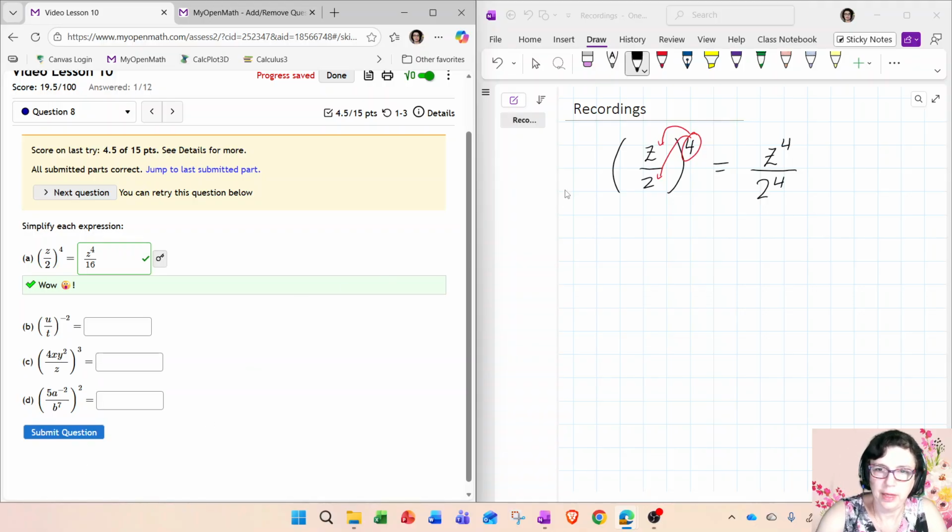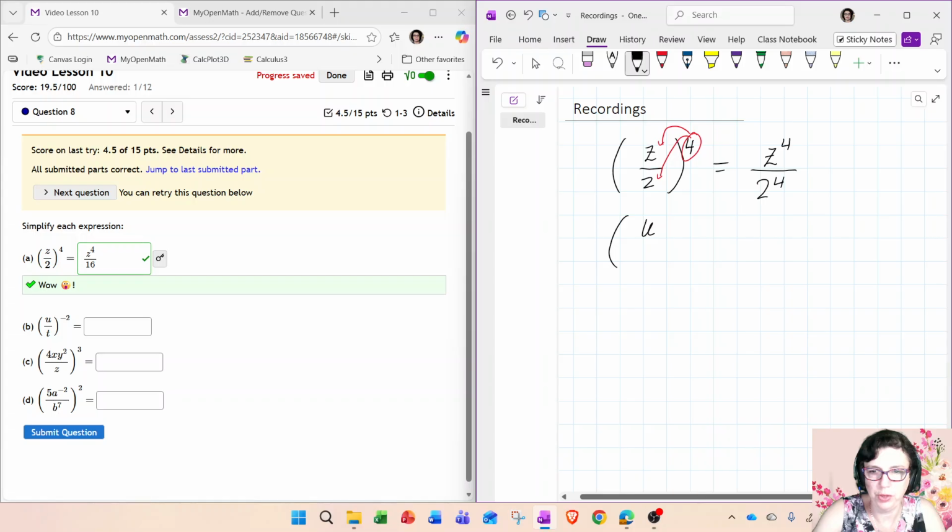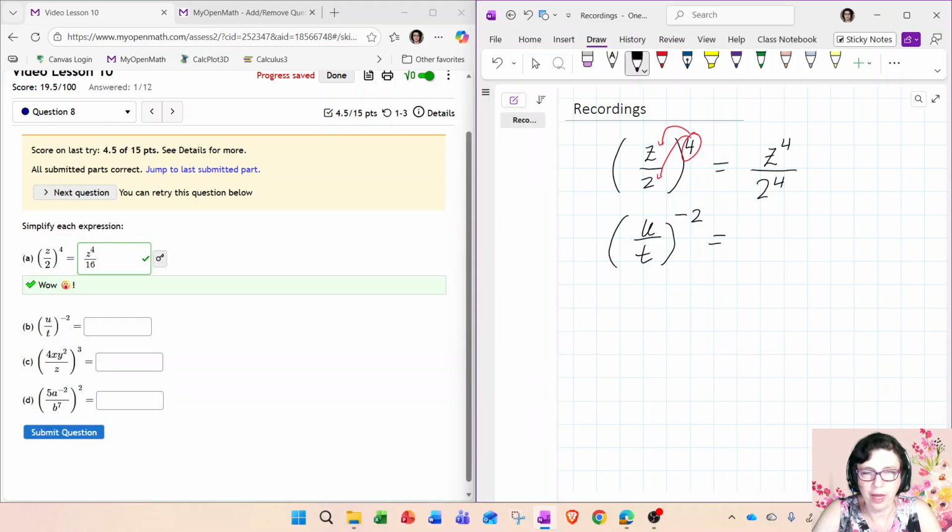Okay. The next question says it's u divided by t, and then it's to the power -2. Now, I want you to remember what happens when you are raising a fraction to a negative power and you want to get rid of this negative power. What you do is you just switch the top and the bottom, and the negative goes away. The t that was on the bottom will jump to the top. The u that was on the top will jump to the bottom. And then the whole thing is now raised to a positive power 2.